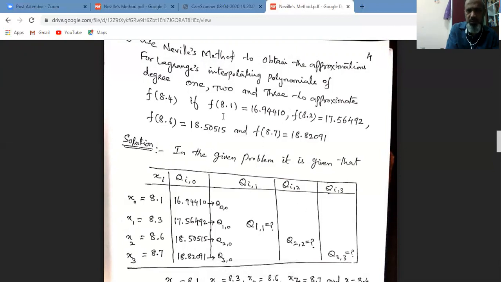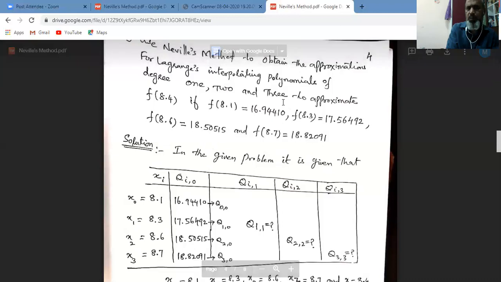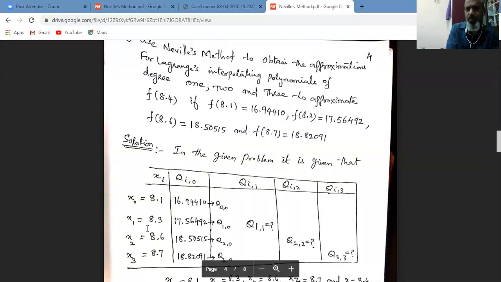Now, in the question, it is given that obtain the approximations for Lagrange's interpolating polynomial of degree 1, 2, and 3 to approximate f of 8.4. Now we have to determine the value of the function at x is equal to 8.4. So 8.4 lies between 8.3 and 8.6. So our value should be in between 17.56492 and 18.50515. If we obtain the value in between these two, then it is obvious that we are going right. So this is the problem.